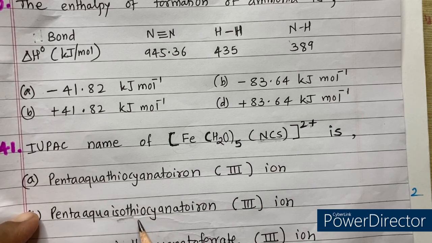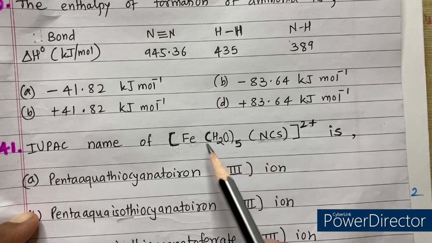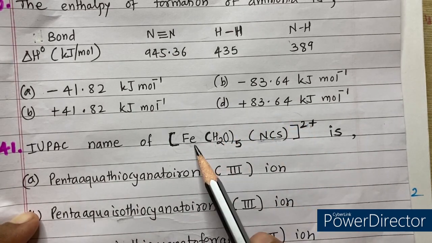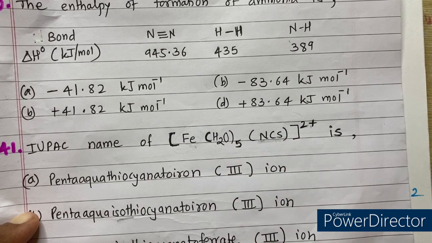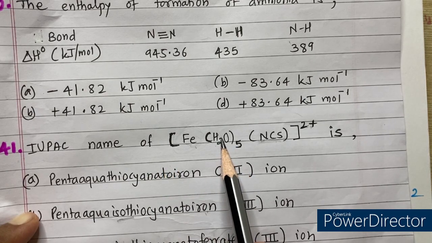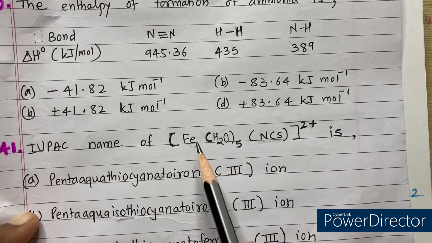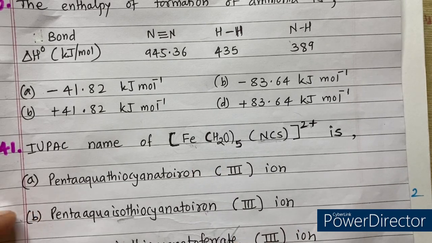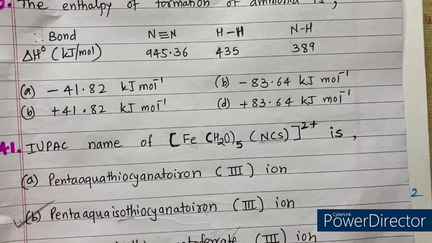Okay, now here it is a cationic complex. Therefore don't use ATE, write the ion. Therefore the name is pentaaqua isothiocyanato iron(III) ion. That is, this is the answer.